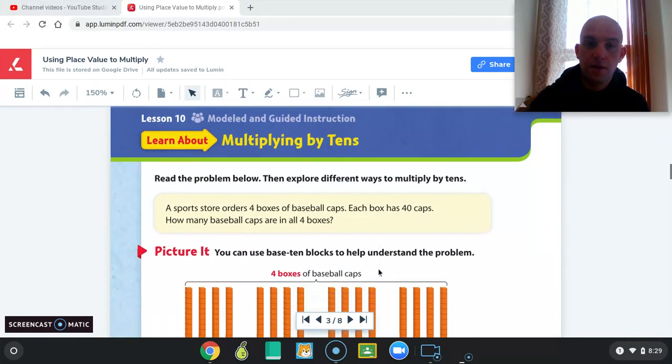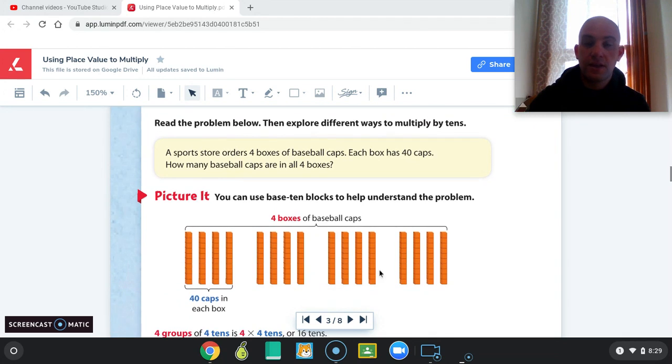All right. So let's look at this problem. A sports store orders 4 boxes of baseball caps. Each box has 40 caps. How many baseball caps are there in all 4 boxes?